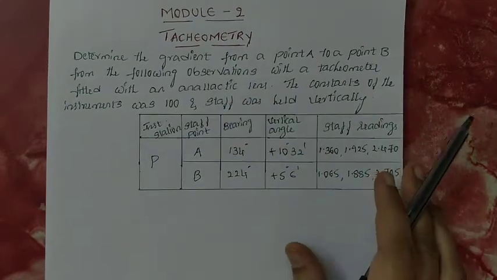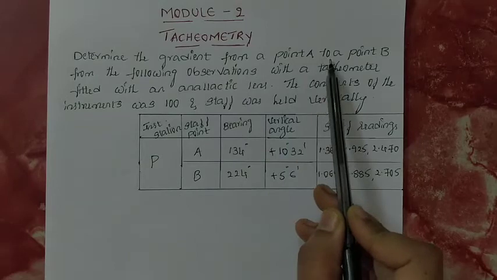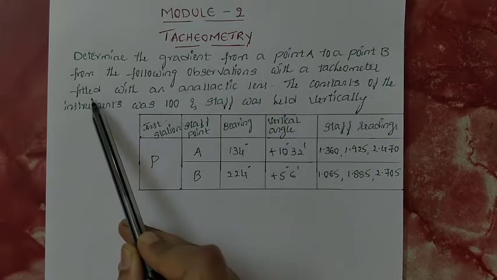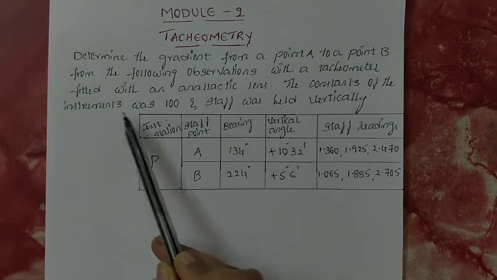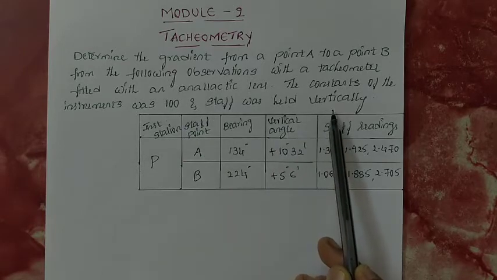Module 2, Tachyometry. Determine the gradient from a point A to a point B from the following observations with a tachyometer fitted with an analytic lens. The constant of the instrument was 100 and the staff was held vertically.